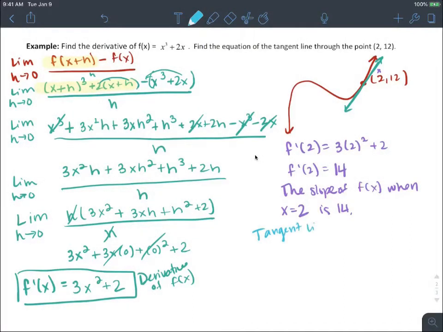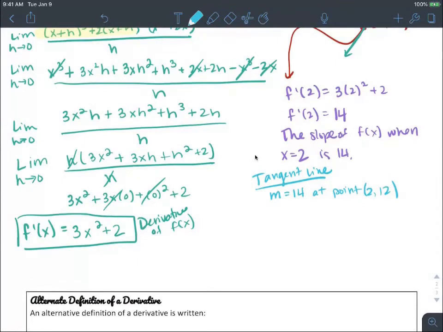So now I can write the equation for the tangent line. I know that the slope is 14 at the point 2, 12. And we've done this before. This is point-slope form. So I'm going to do y minus 12 is equal to 14 times x minus 2. And that is the equation of the tangent line. So you need the slope and the point that it goes through.